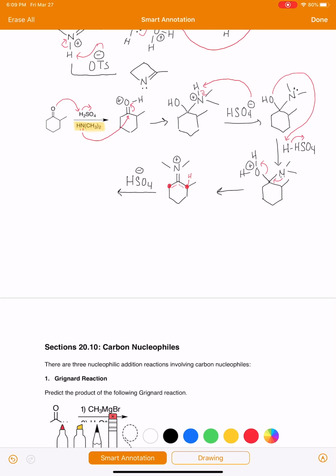We're still going to be following the same types of rules that we follow anytime we're forming an alkene. When we form a carbon-carbon double bond, our goal is to form the most substituted double bond, because it's the most stable double bond. So we want to grab this hydrogen right here and put a double bond in this position right here, which will ultimately give us the most substituted alkene. And that's our product.